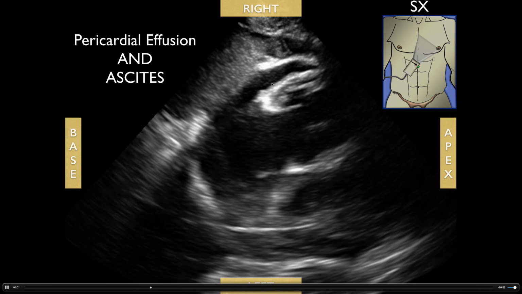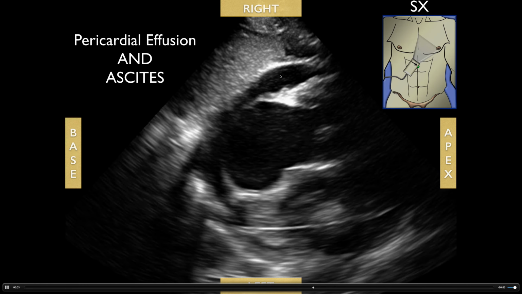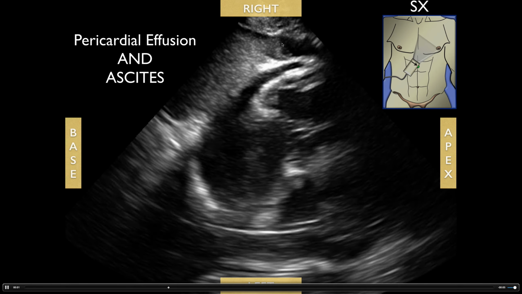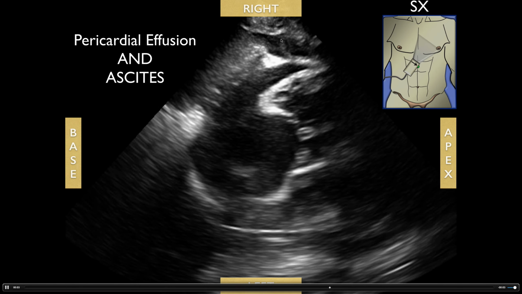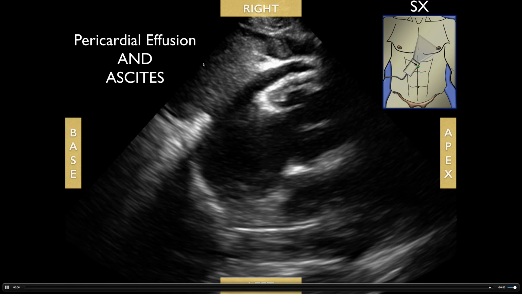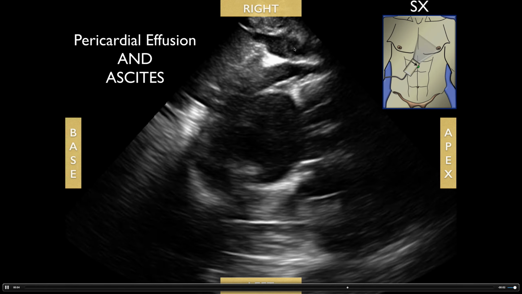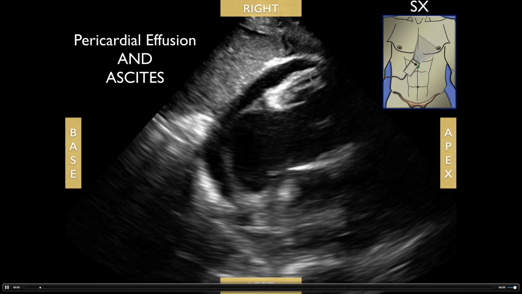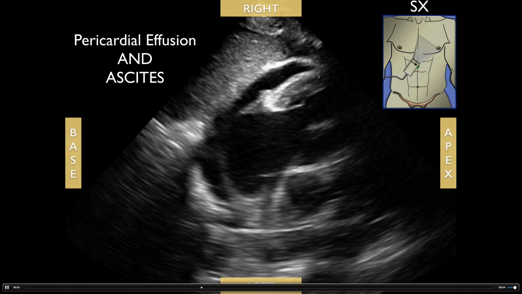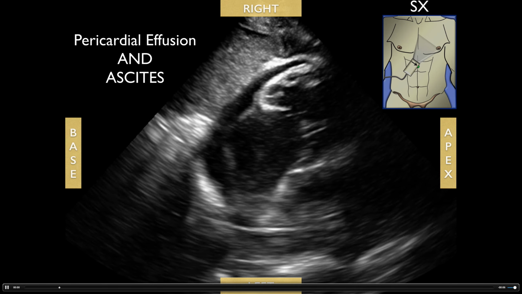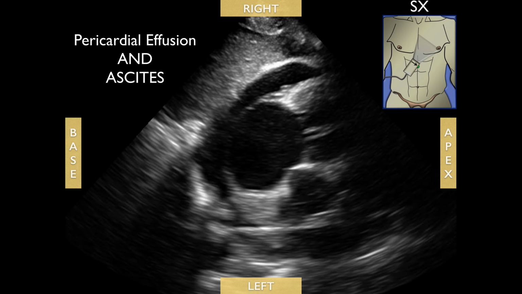So make sure that when you're scanning the subxiphoid view, especially in a patient with liver disease, that you're not looking at ascites, and that it is truly ascites. However, a lot of patients with liver disease also have kidney disease, and end-stage renal disease can also give you pericardial effusion sometimes. So just make sure you look at it in the correct context.